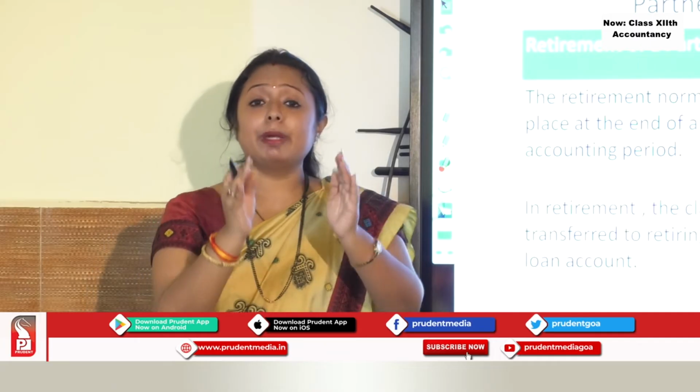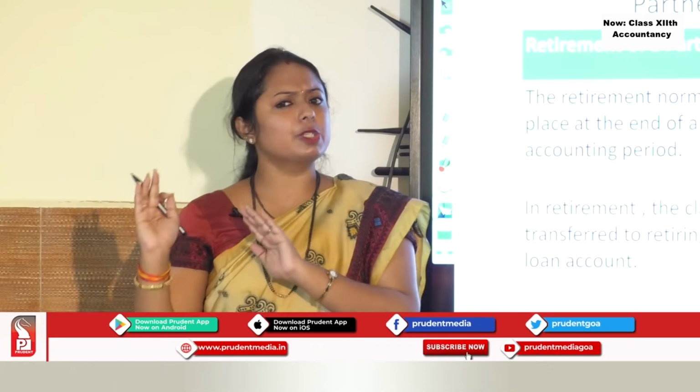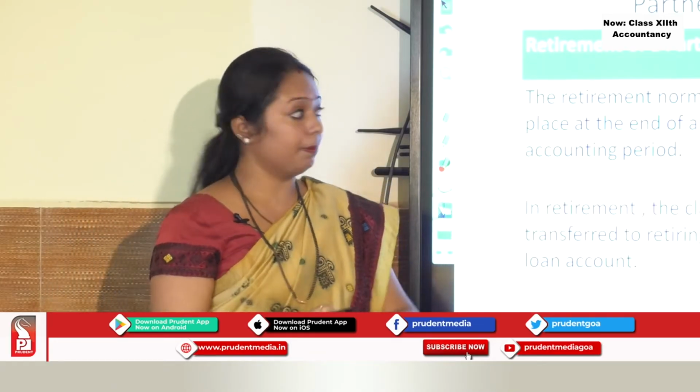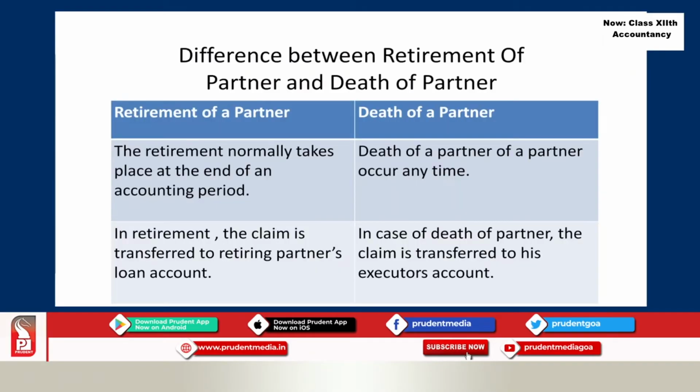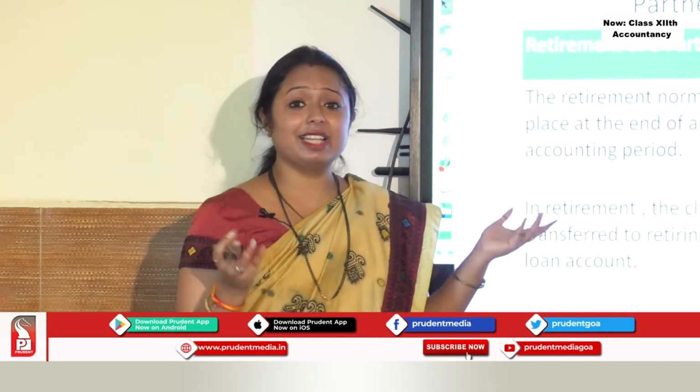In case of retirement, the partner knows when he will retire. So it normally takes place when? At the end of the accounting period. Whereas what about death? Death, as I have told you, is uncertain. It can happen any time. So that's why death of the partner can occur any time.